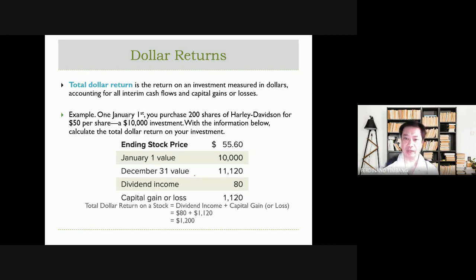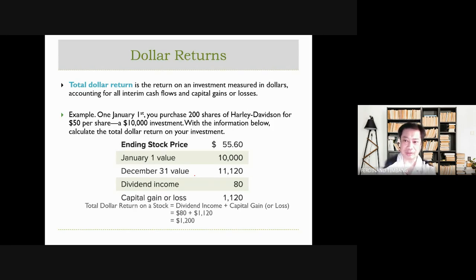So total dollar return or peso return. I use the PowerPoint of macro, yung kay Jordan. I took it from Jordan, but actually I made some improvement on the PowerPoint. So anyway, the total dollar return or total peso return, so whatever currency, basta total return yan.